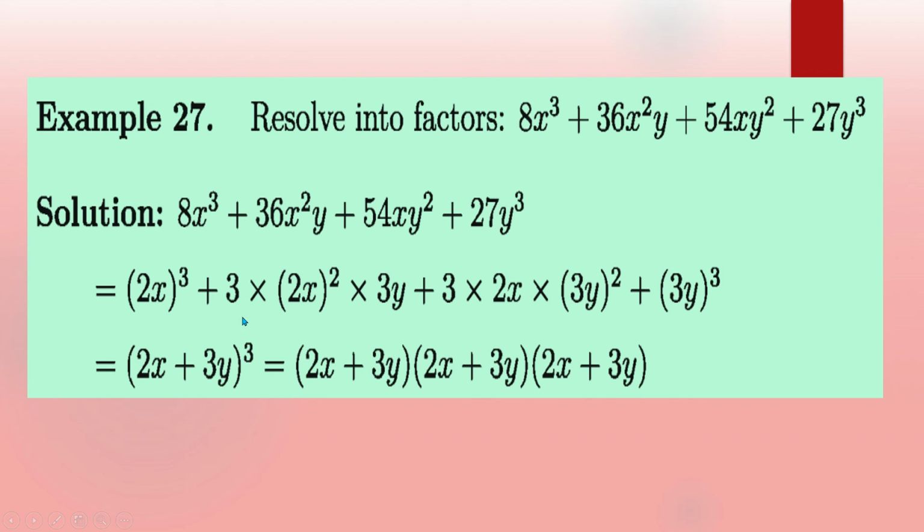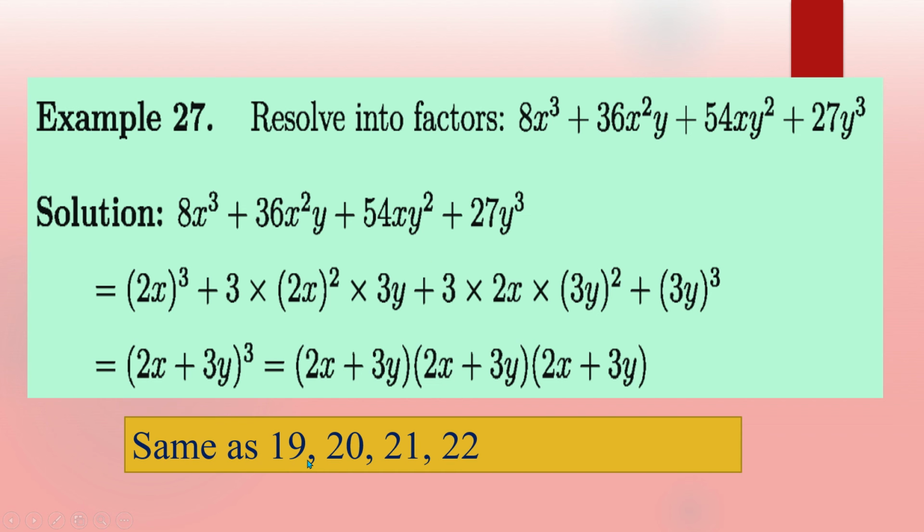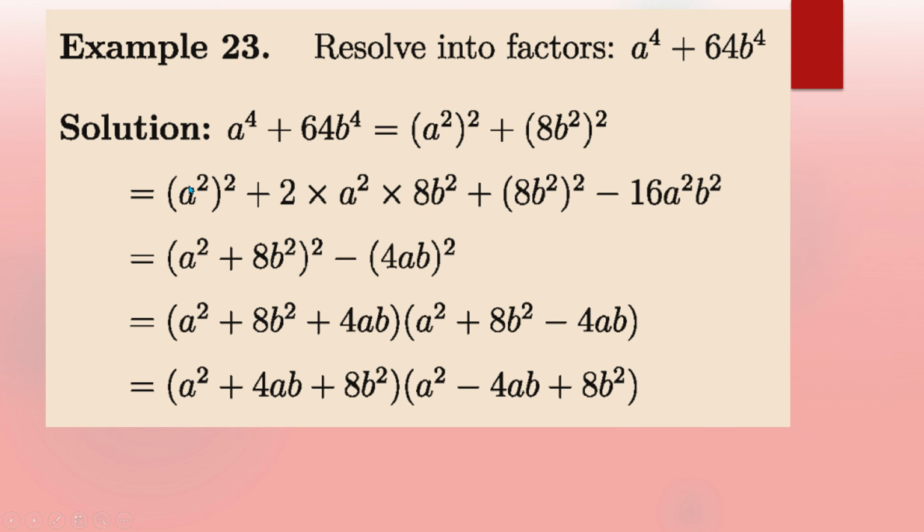This equals a plus b whole cube. a means 2x, b means 3y, so 2x plus 3y whole cube. Now this equals, we can also write 2x plus 3y into 2x plus 3y into 2x plus 3y. This is the required answer. Clear, student? Okay, and follow this. You can easily solve in your book exercise 3.3, numbers 19, 20, 21 and 22. Follow this method, you can easily solve. Okay, now follow another example.